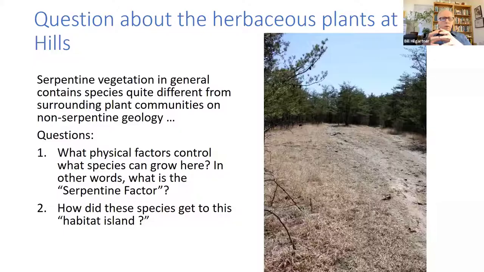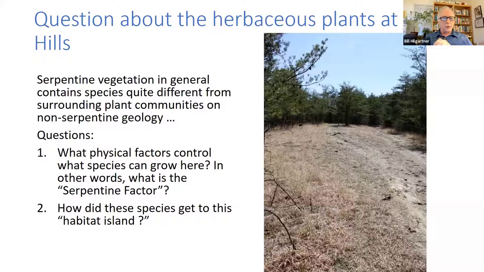So the questions I had about this as I got underway: serpentine vegetation in general, of course, contains quite a different set of species and plant communities from non-serpentine. The questions I had were, what physical or biological factors control what species can grow here? In other words, what is the serpentine factor? That's been discussed by many papers and many studies around the world. And the second question is, how did these species get to this little habitat pile?